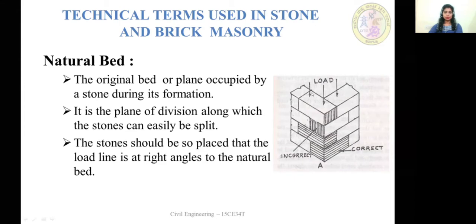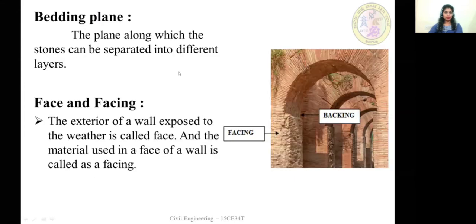Next definition is bedding plane. The plane along which the stones can separate into different layers is known as bedding plane. The picture explains the facing and backing of stone masonry. The exterior of a wall exposed to the weather is called face, and the material used in the face is known as facing. In the same way, the wall which is not exposed to the weather is called back, and the material used for the back of the wall is called backing.